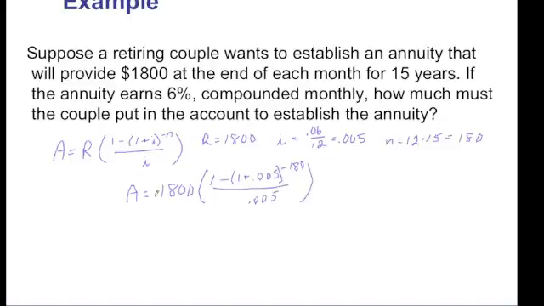You put that in the calculator, the 1,800 times the numerator divided by the denominator, and it will equal $213,306.3264. Since this is money, we'll round it to the nearest cent. It will be $213,306 and, rounding up, 33 cents.